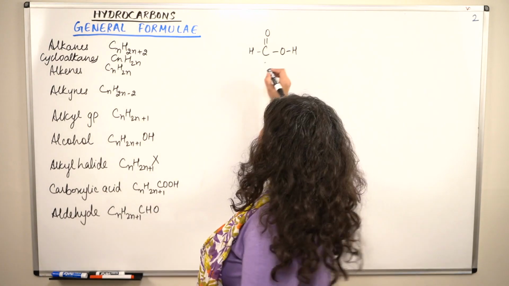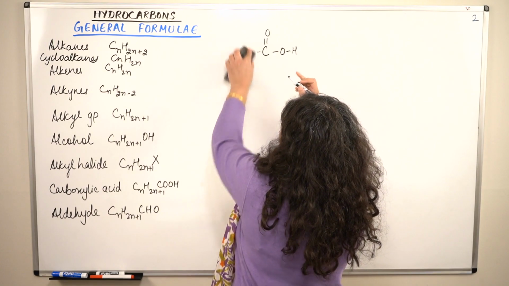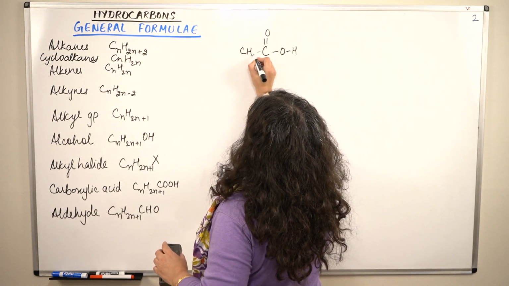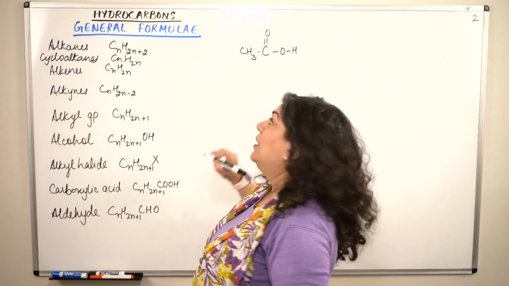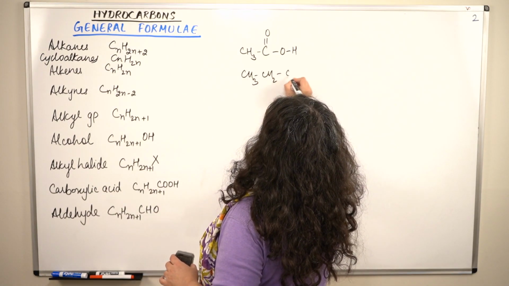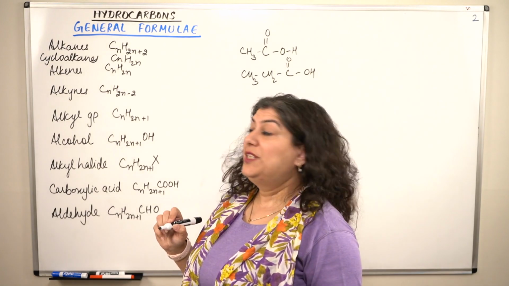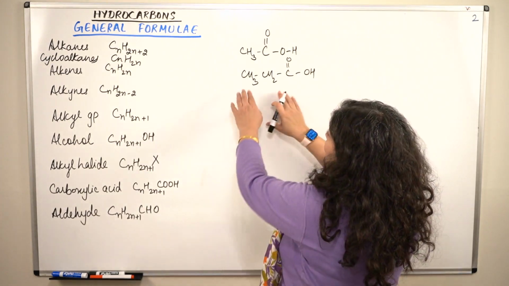The second member should have two carbon atoms. Therefore, this is the first carbon atom. So the second member will become CH3COOH. The third member will become CH3CH2COOH. So what would the general formula be? Again, what do you see?